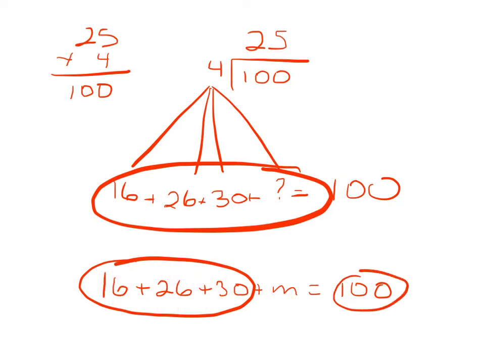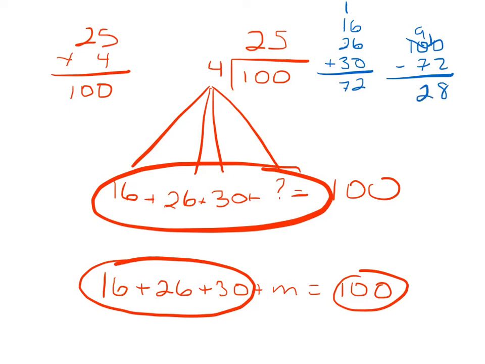So let's add these numbers over here. 16, 26, 30. 6 plus 6 plus 0 is 12. 3, 4, 5, 6, 7. So 72. So 100 minus 72. Make that a 10, make that a 9. 10 minus 2 is 8. 9 minus 7 is 2. So the mystery number is 28. So the number that we were missing there is 28.